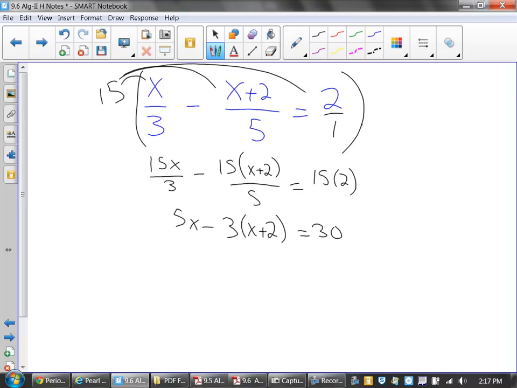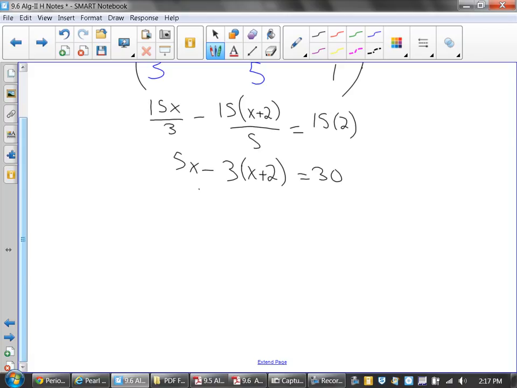Now, have the fractions gone away? Okay, what do we do? We solve. Distribute and solve. Exactly right. When I distribute out, I get 5x minus 3x. Be careful here. Minus 6 is 30. Most people will forget and make that term positive 6 by mistake.